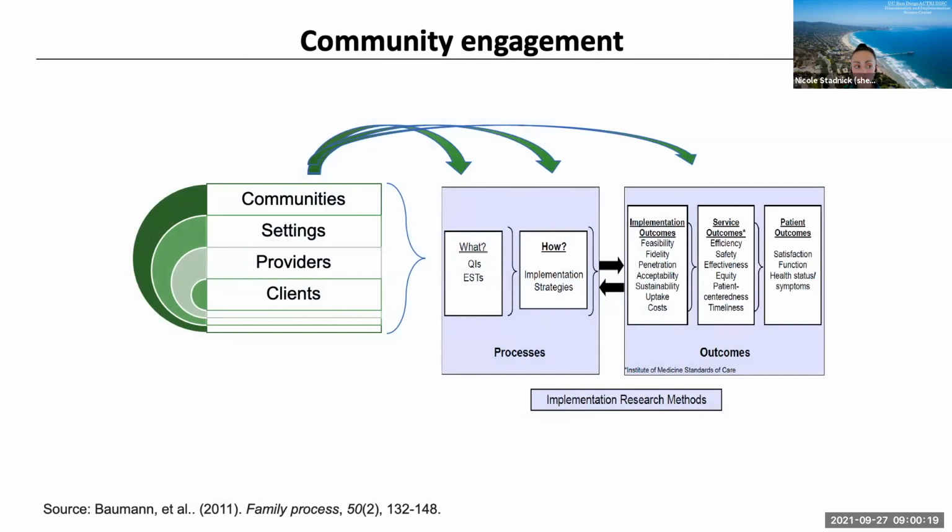We wanted to also acknowledge the key role of community engagement that can affect the what, how, and the outcomes, the implementation, service, and patient outcomes. And so this slide really reflects that community engagement has a role in all parts of implementation, in what is selected, how it's implemented, and the evaluation of outcomes.